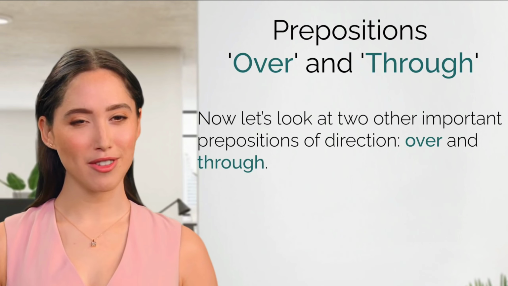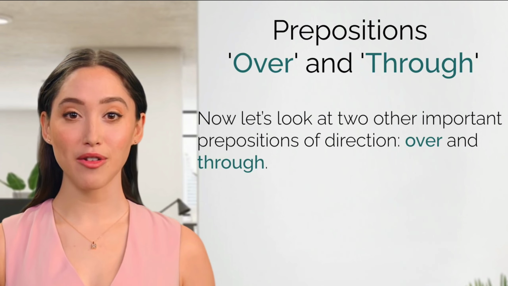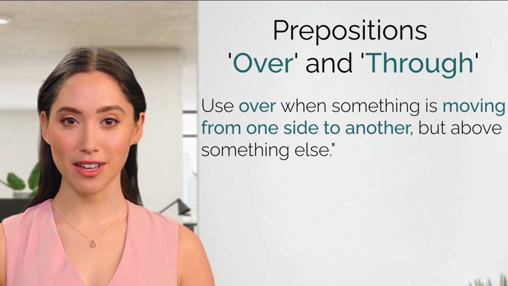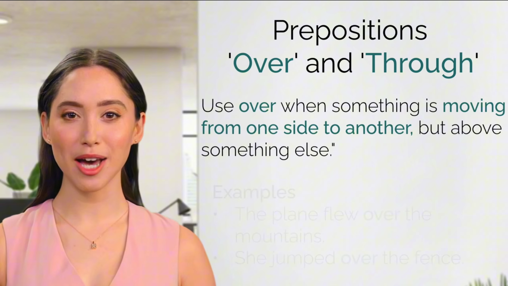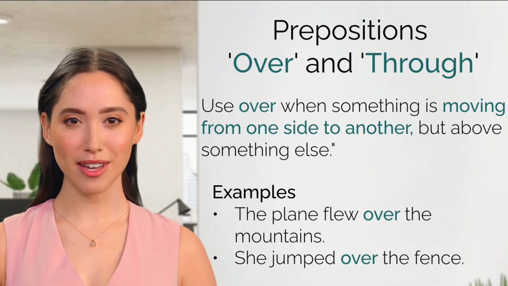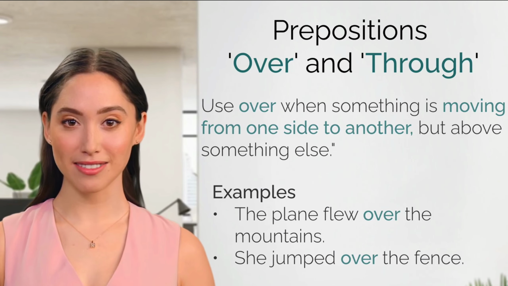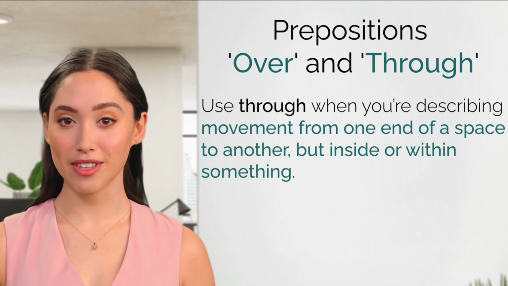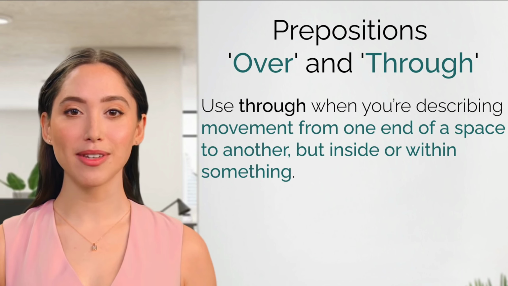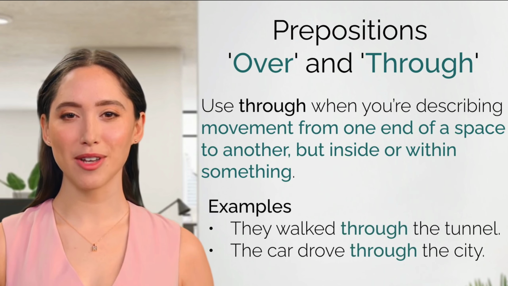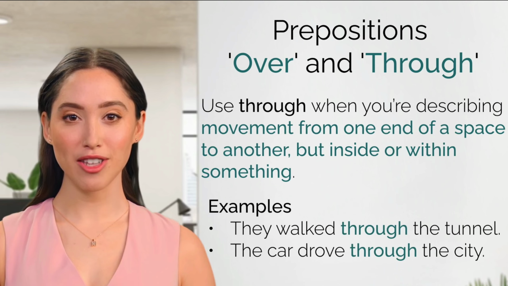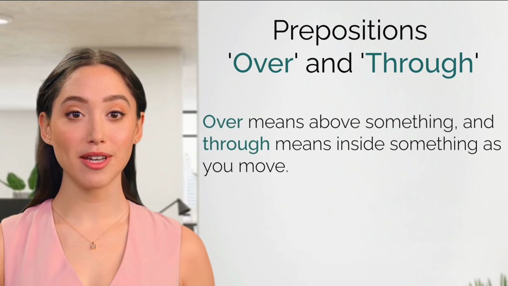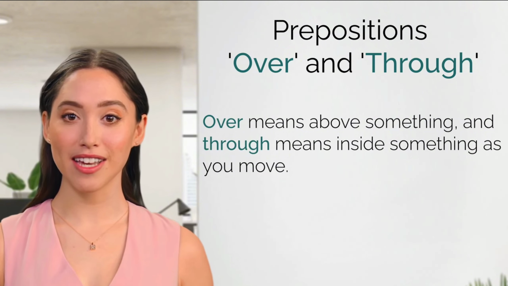Now, let's look at two other important prepositions of direction: over and through. Use over when something is moving from one side to another, but above something else. Examples: the plane flew over the mountains. She jumped over the fence. Use through when you're describing movement from one end of a space to another, but inside or within something. Examples: they walked through the tunnel. The car drove through the city. The difference is simple. Over means above something, and through means inside something as you move.